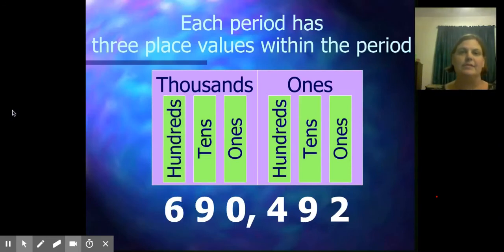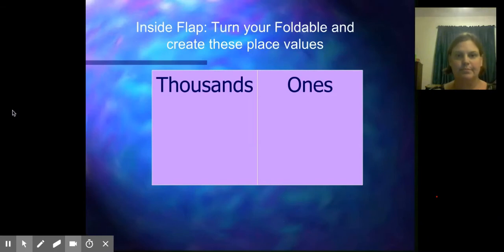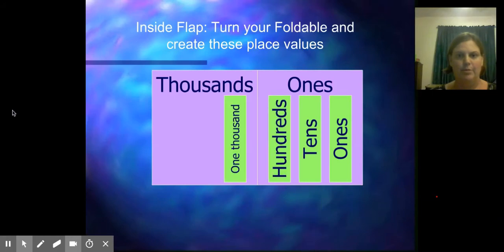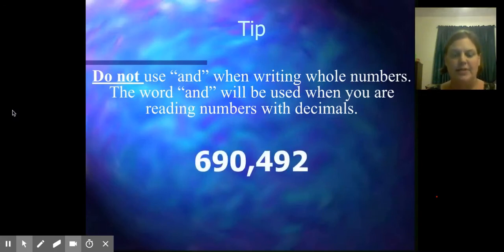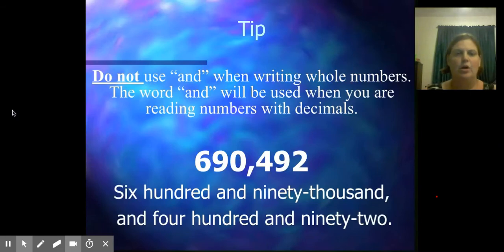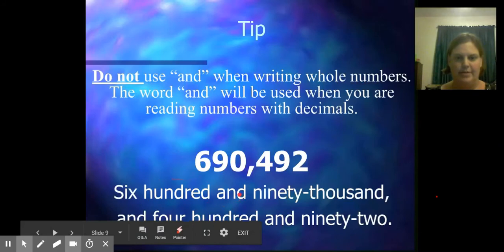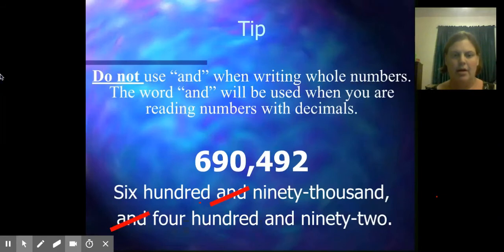So we're not going to do this, so I'm going to run through it fast. There we go. Do not use the word and when you're writing whole numbers. It will only ever be used with decimals. So here's my example. When you are writing and talking, notice there's a bunch of ands inside here. It says and, right? So we don't ever want to have those ands. It reads 690,492. Notice I didn't say and at all. Be careful with that.